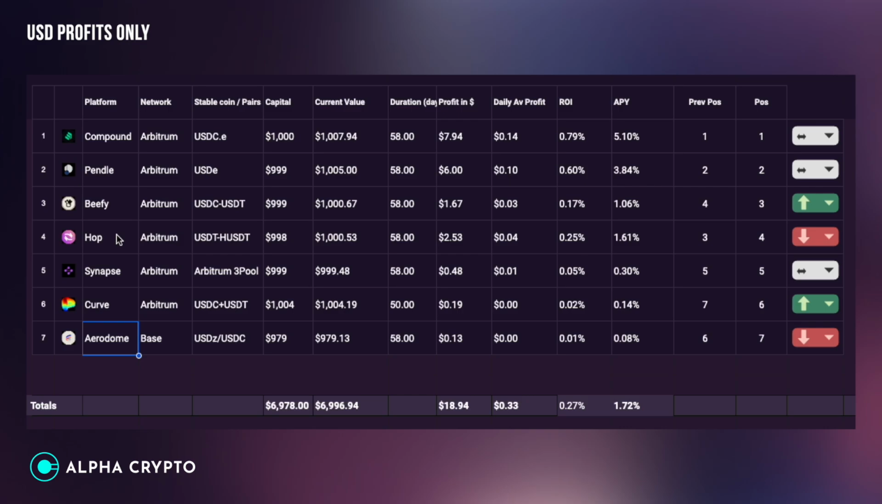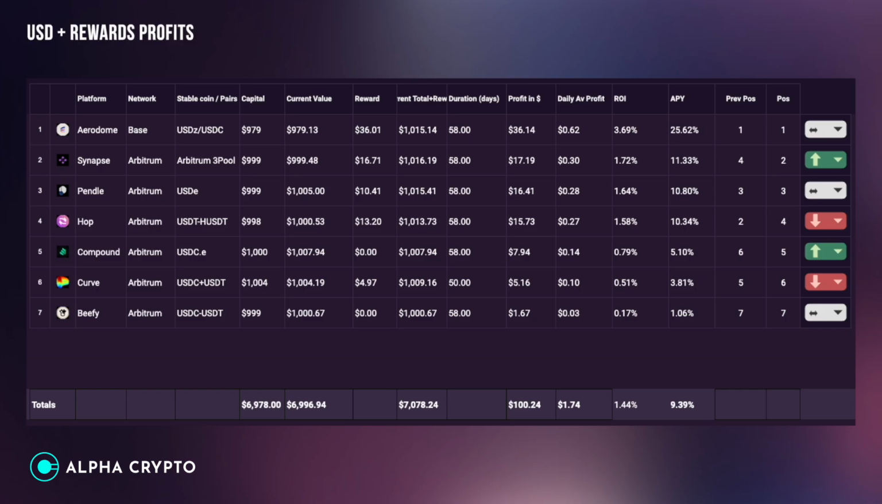Hop to Aerodrome are just terrible for USD values. You'd only stake these if you're looking to make rewards, and I'll show you in the next section how much we've actually made in terms of rewards, because the difference is quite big. So stick around. So in total we've got a profit of around $18.94. That's given us a total of around 1.72%, and we're going to go over to show you the rewards that we received with these platforms as well.